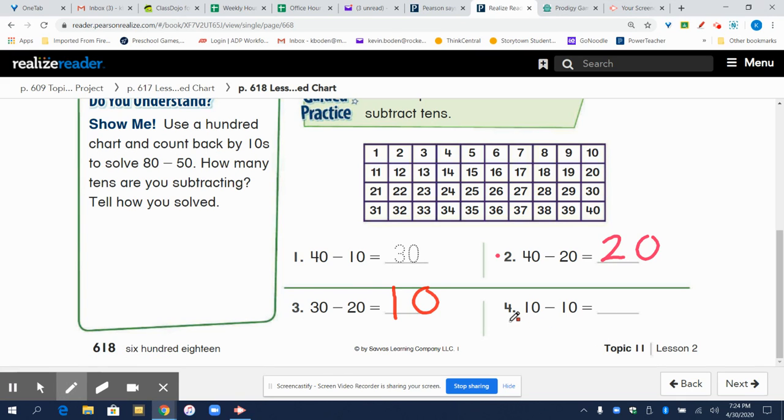All right, number 4 says 10 minus 10. Let's start at 10, and let's take away. Hold on, we can't count up anymore. If we can't count up anymore, we must have none left. What number is none? Yeah, 0. So 10 take away 10 would bring us right up to here, but there's no number, so there's none. So our answer is going to be 0.